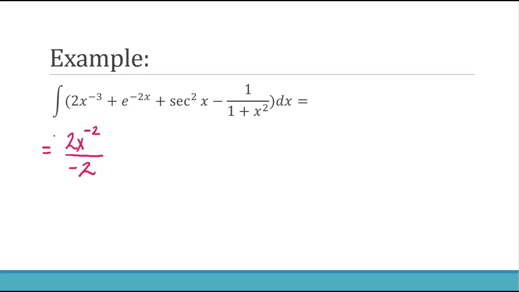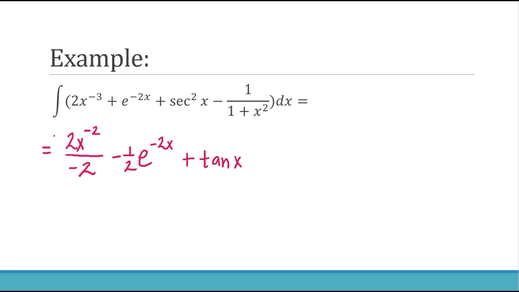And now here I have e to the negative 2x. So the general antiderivative is e to the negative 2x, and then what has to go in front is a negative 1/2. So that k value is negative 2, so it's 1 over k, so that 1 over negative 2. And then plus, well, the derivative of tangent gets me to secant squared, so we have plus tangent x.